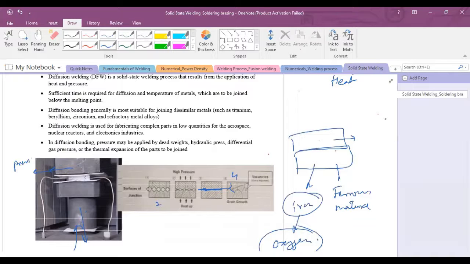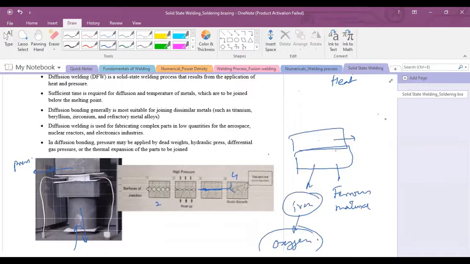Diffusion welding is used for fabricating complex parts for the aerospace industry. This diffusion welding is widely used in the nuclear industry. Titanium, beryllium, zirconium, and metal alloys. Refractory metal alloys, that is the copper and the tungsten alloys. You can weld all these kinds of materials: titanium, beryllium, zirconium, and refractory metals with the help of diffusion welding.